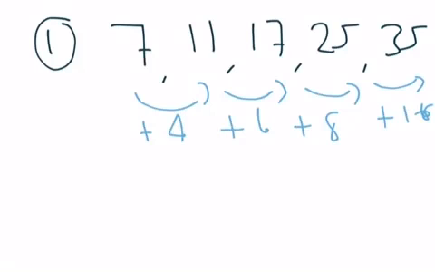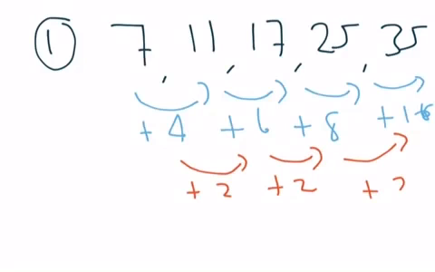Well, what we need to do is take the second difference. So if I choose a different color, 4 to 6, we've got a difference of plus 2. 6 to 8, plus 2. 8 to 10 is plus 2 as well. Now we've got a common difference here of 2 in our second row. This now tells us that we have a quadratic sequence.